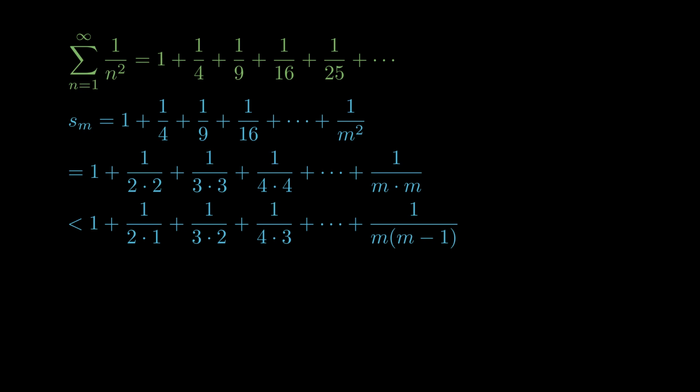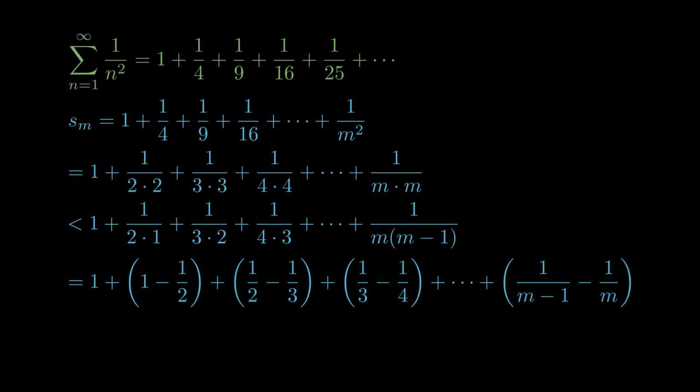And then I'm going to replace each fraction with a certain difference. So the first one will be replaced with 1 minus a half, the second one with 1 half minus 1/3, the third one with 1/3 minus 1/4, and that last term with 1 over m minus 1 minus 1 over m. And this is an equality. You can check by subtracting the fractions that this works, or you could arrive at this using partial fraction decomposition on 1 over m times m minus 1.